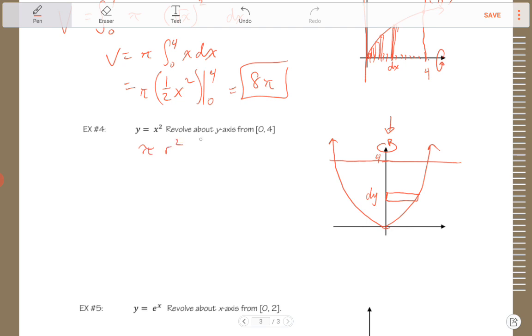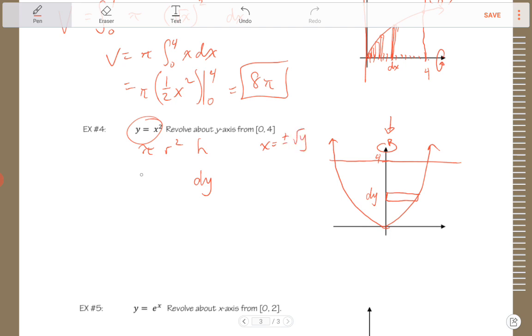Turn it into a cylinder by multiplying by its height. Its height is, you got it, dy, so we want everything in terms of y. So we want our equation actually in terms of y as well, okay? We have y equals x squared, meaning x is equal to plus or minus the square root of y, okay?